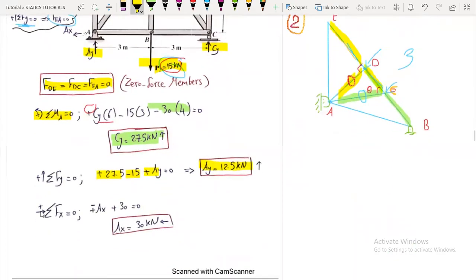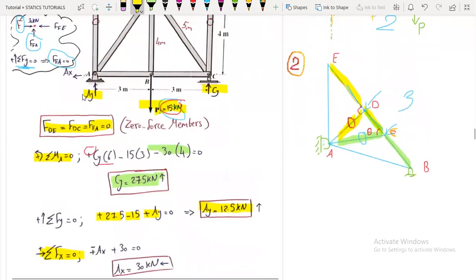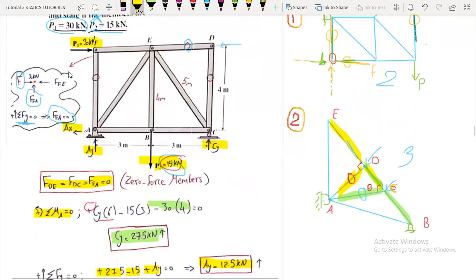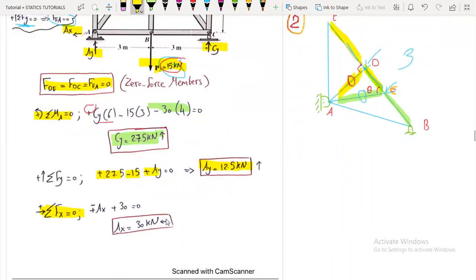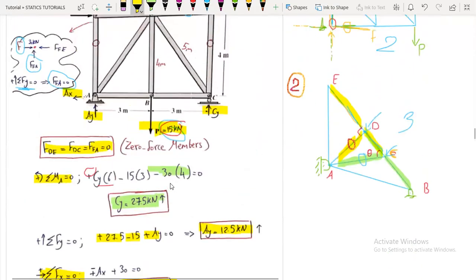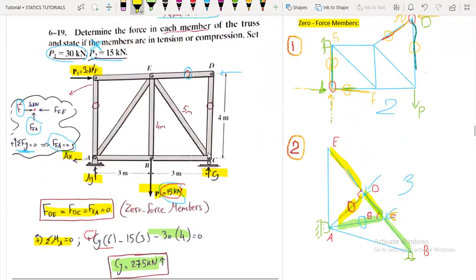Now, taking the summation of forces in the x direction, we have minus Ax plus 30 equals 0, so Ax is going to be 30 kilonewtons, acting to the left. Now here we can start at joint C.